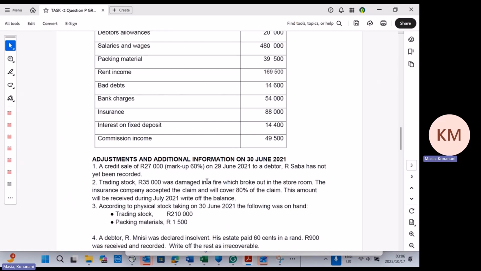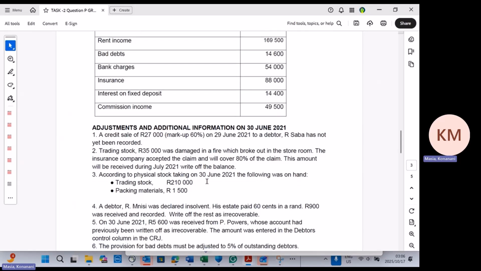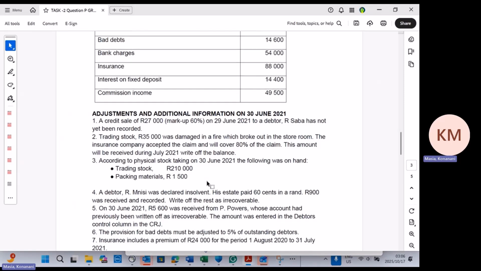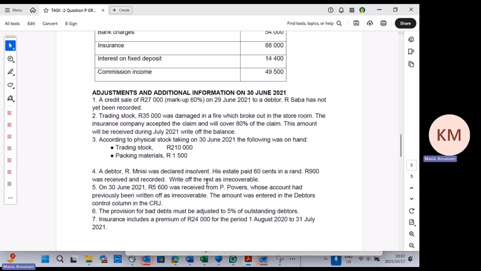Okay, now let me also see where else I will do an adjustment. Okay, now you are also provided trading stock. I know that is not going to affect my sales. Then I want to see where else I will do my adjustment. Okay, we know that if I'm given the debtors allowance, I need to make an adjustment.